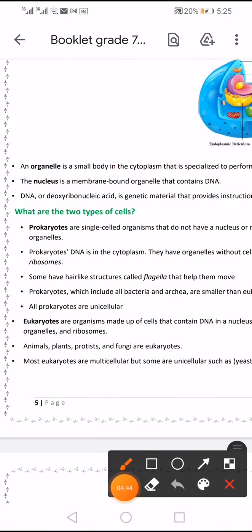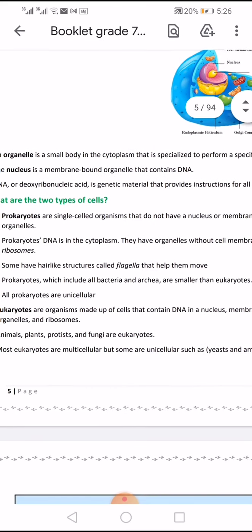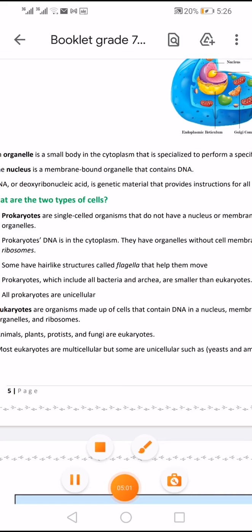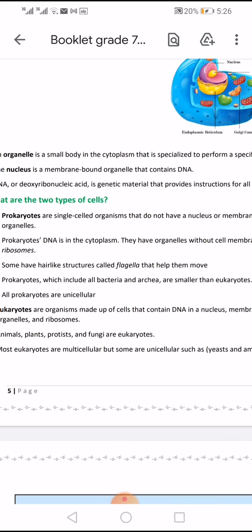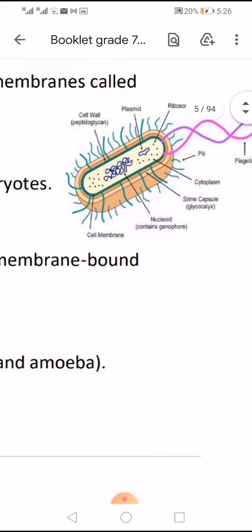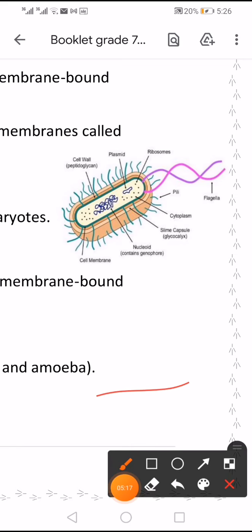We have two types of cells, prokaryote cells and eukaryote cells. What's the difference between prokaryote and eukaryote? Prokaryotes are single-celled organisms that do not have a nucleus or membrane-bound organelles. So a prokaryote is a type of single cell that does not have a nucleus. Look, this is a prokaryote cell that does not have a nucleus.